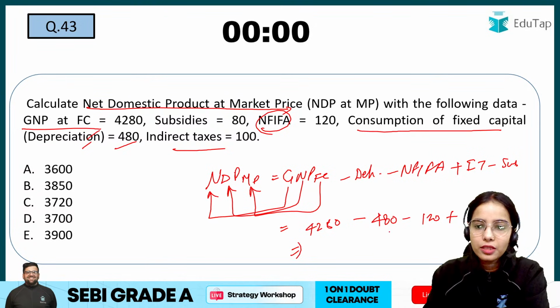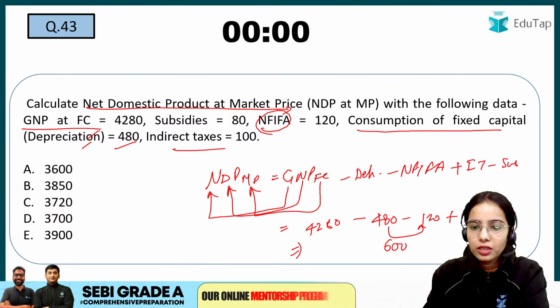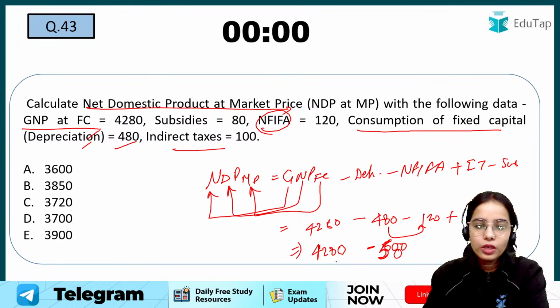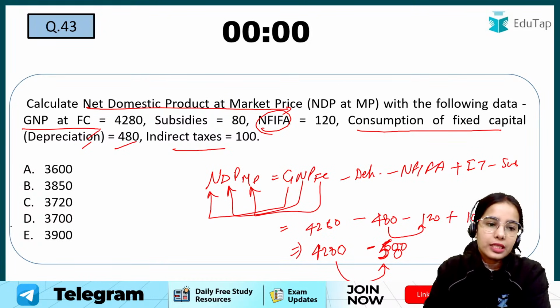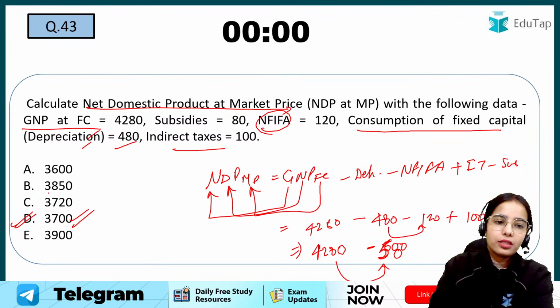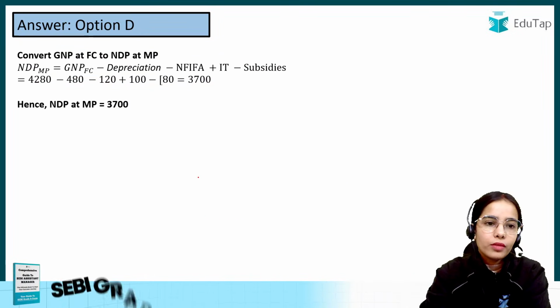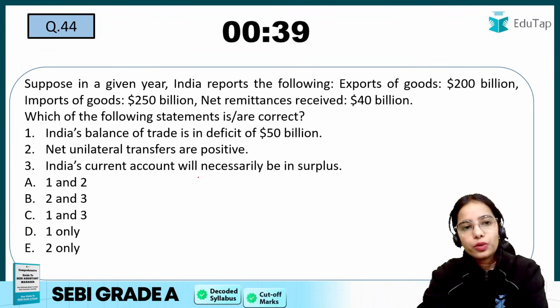So what will be the answer? 480 plus 120 is 600. Minus 600, plus 100, minus 80, so minus 580. So 4280 minus 580 is 3700. This is the answer. So 3700 is your NDP at MP. Now coming to the next question.